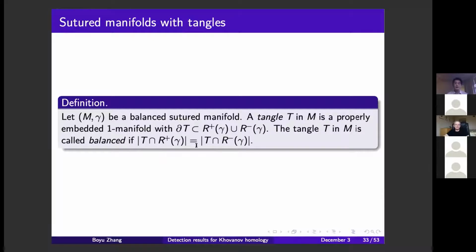But for our purpose, we also need to discuss tangles in sutured manifolds. So we define a tangle in a sutured manifold to be a properly embedded one manifold, such that its boundary has to be included in either R plus or R minus. And similar to the previous balanced condition on sutured manifolds, we say that the tangle is balanced if its intersection number with R plus is the same as its intersection number with R minus. And of course, here all the intersection numbers are geometric intersection numbers. So we're actually just saying that the number of boundary points on R plus should be equal to the number of boundary points on R minus.